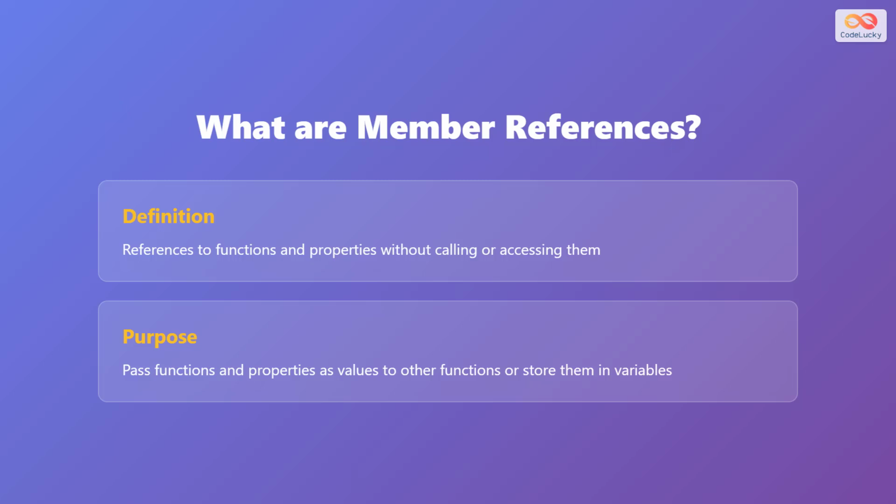Member references are a way to refer to functions and properties without actually calling or accessing them immediately. Instead of executing a function or reading a property value, you create a reference that can be stored in a variable or passed to other functions. The main purpose of member references is to treat functions and properties as values, which enables you to pass them around in your code just like any other data. This is particularly useful when working with higher-order functions or when you need to dynamically invoke code based on runtime conditions.